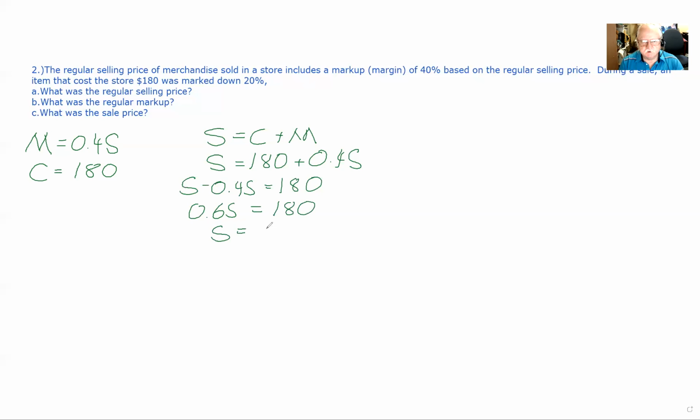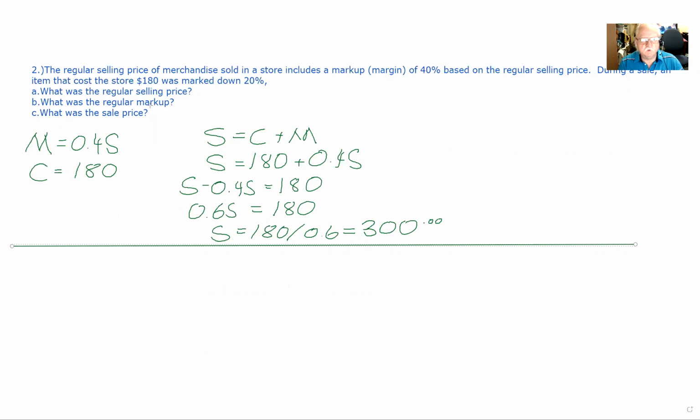And so S must equal 180 divided by 0.6, at which time we need a calculator. And that works out nicely to 300. So that's our answer to part A. We figured out what the regular selling price must be.